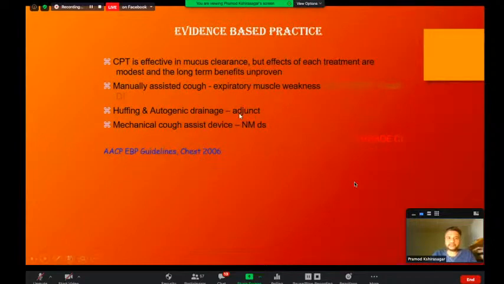Evidence-based practice suggests physical therapy is effective in mucus clearance, but each treatment effect is moderate and long-term benefits are unproven. Manually assisted cough is indicated in expiratory muscle weakness, like in elderly people or patients with some neuromuscular disorders. Huffing, autogenic drainage. Like I said, if the patient coughs a lot, that also causes airway collapse, so huffing is better over coughing. Mechanical cough assist can also be tried. These are all grade C evidence.